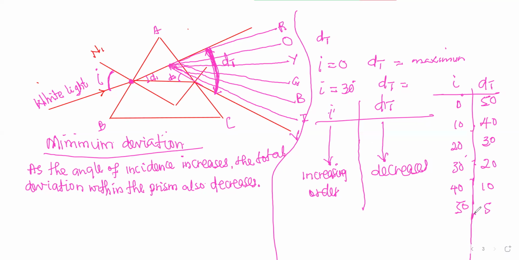So ideally for I, the trend is that we are increasing it. But for the total deviation, as I increases, it will decrease to a certain point and then begin to increase. So at 60, maybe this will be 10. At 70, this will be 20. At 80, this will be 30. So as I increases, the total deviation decreases, but only to a certain level, and from there begins to increase.